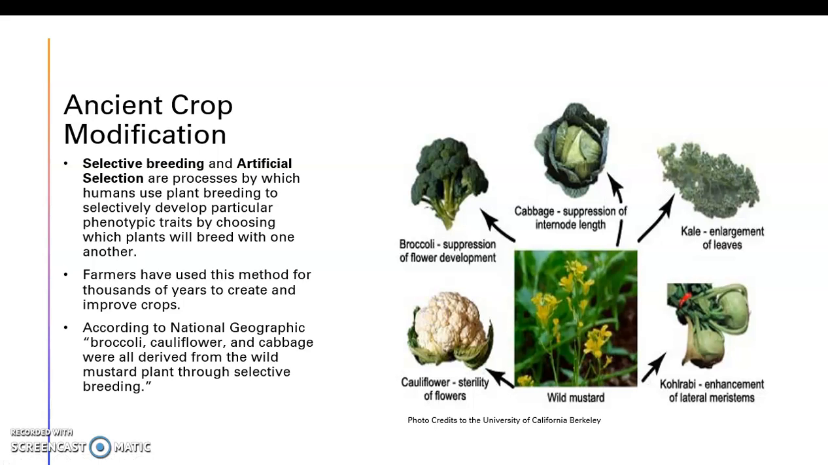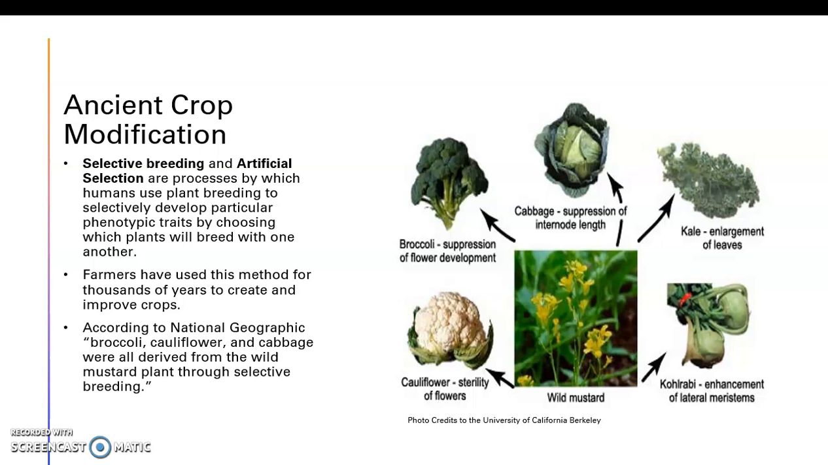Ancient crop modification. Selective breeding and artificial selection are a process by which humans use plant breeding to selectively develop particular phenotype traits by choosing which plants will breed with one another. Farmers have used this method for thousands of years to create and improve crops. According to National Geographic, broccoli, cauliflower, and cabbage were all derived from the wild mustard plant through selective breeding.